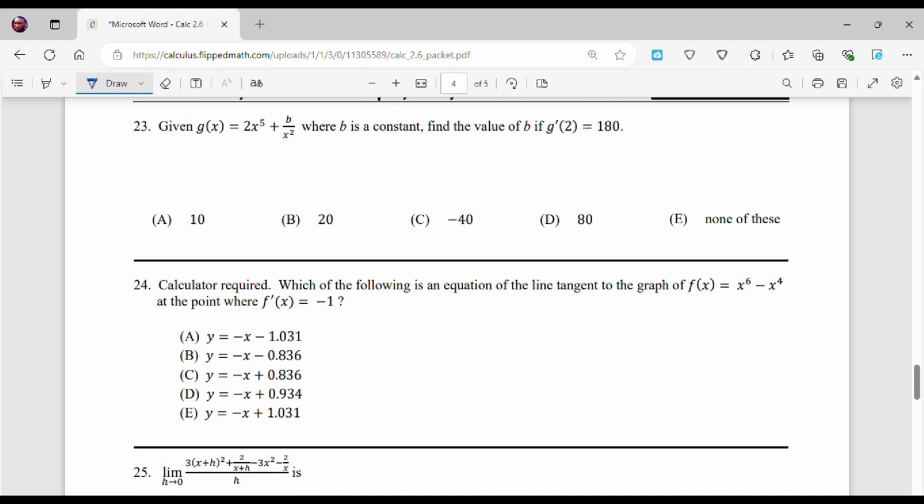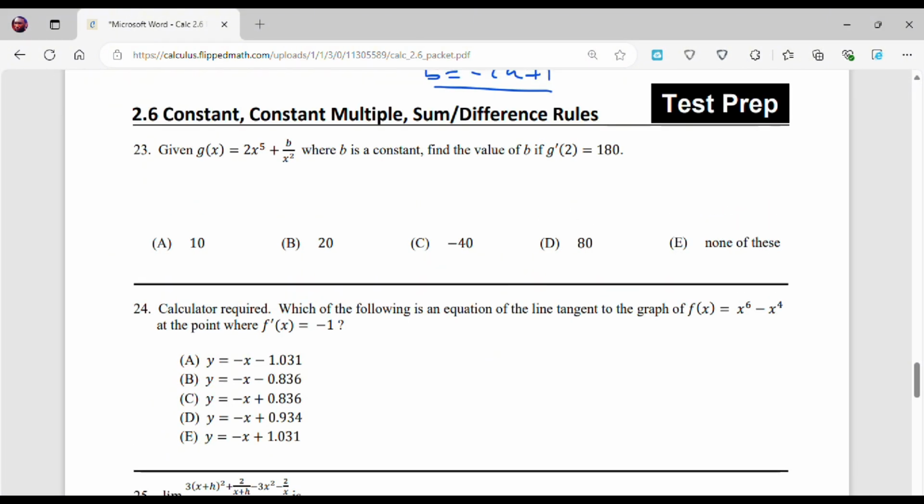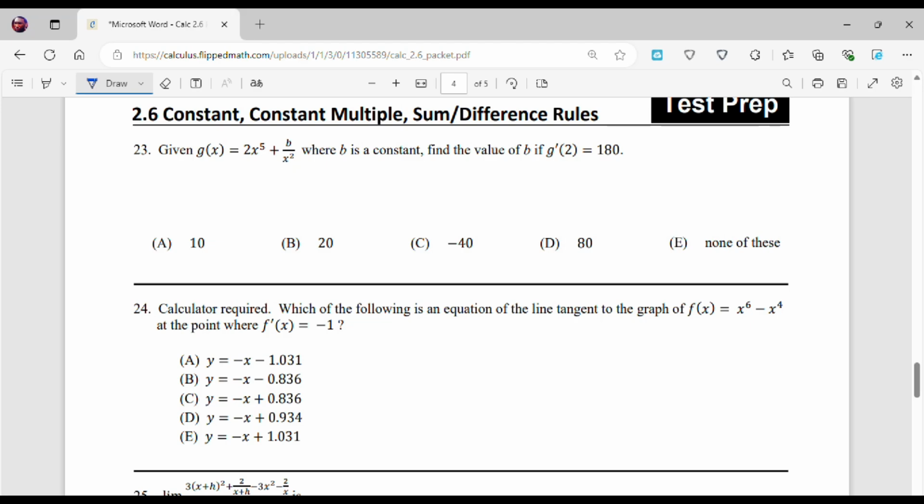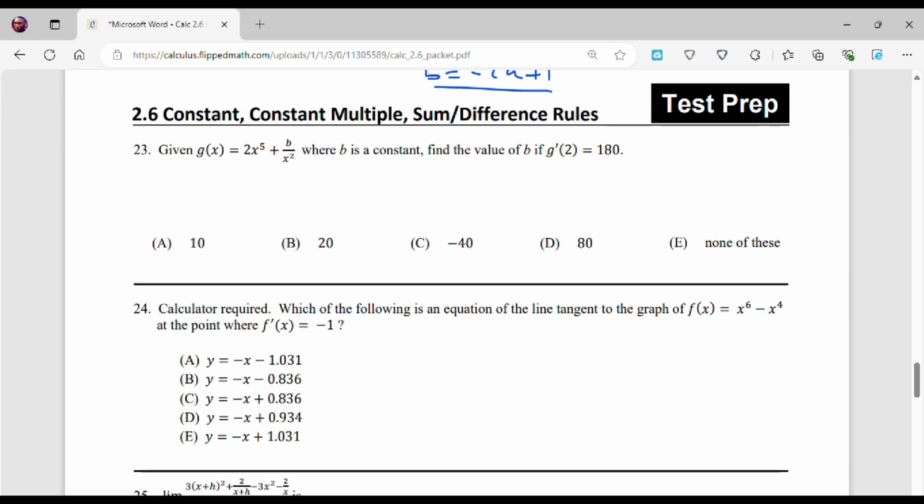Okay. Now we're in the test prep. We're almost done. Question 23. Given g of x equals 2x to the fifth plus b over x squared, where b is a constant, find the value of b if g prime of 2 equals 180. B is a constant. Okay, so let's find g prime of x.